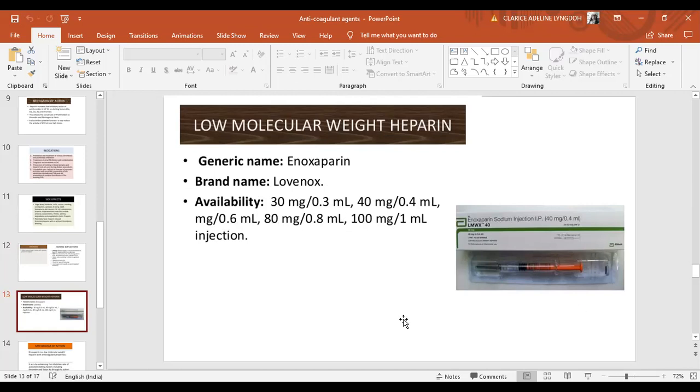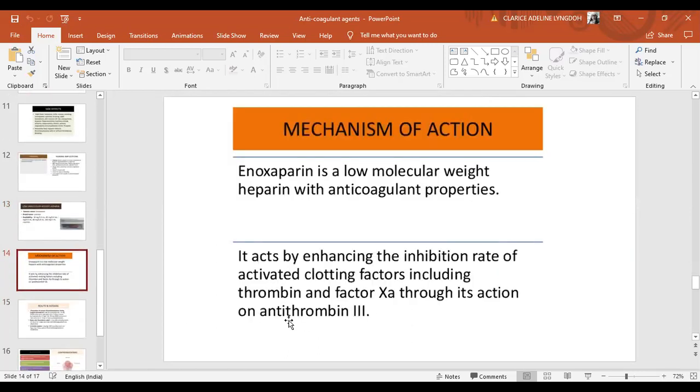So it comes in this form, and it is already packed, pre-filled medication. We do not need a syringe. So it is already pre-filled. It is ready-made.